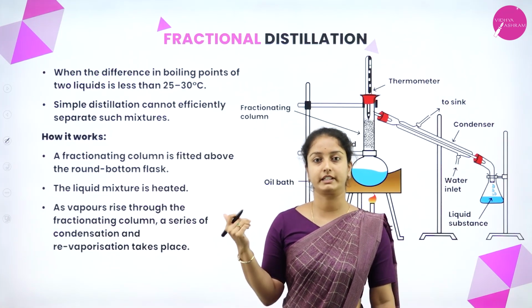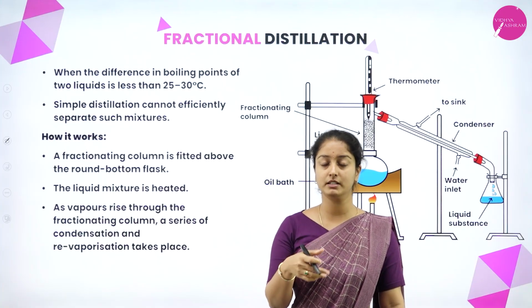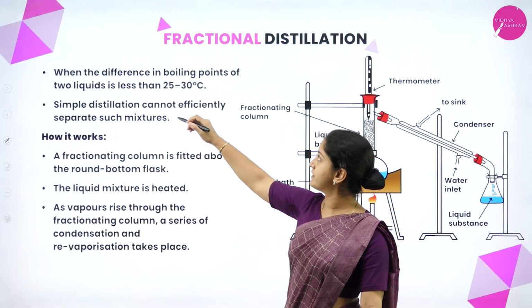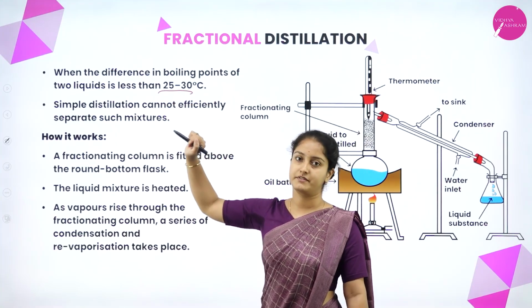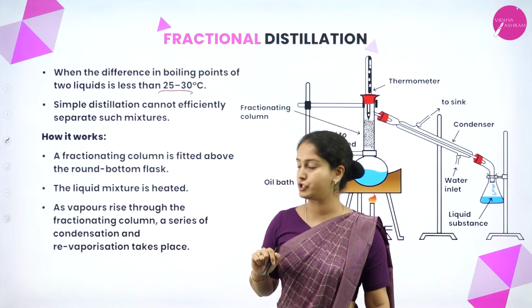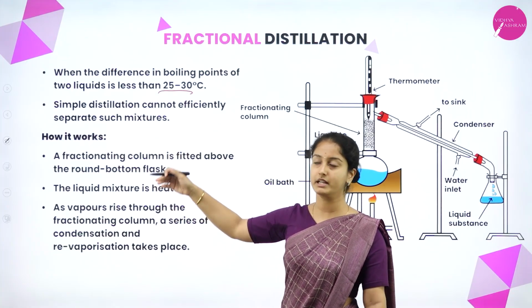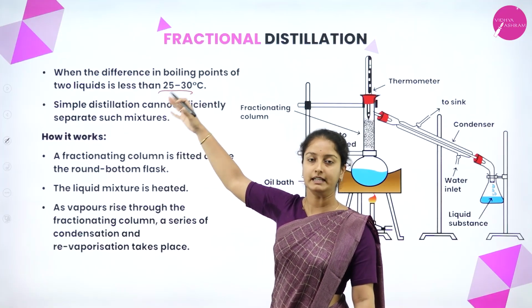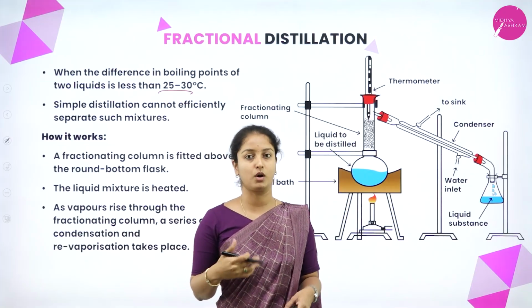The next type of technique is fractional distillation. Fractional distillation is a part of distillation. It is used for components where the difference in boiling points of the liquid mixture is less than 25 to 30 degrees Celsius, and simple distillation cannot be used efficiently to separate such mixtures where the boiling points differ by less than 25 to 30 degrees Celsius. So, let us see how it works.